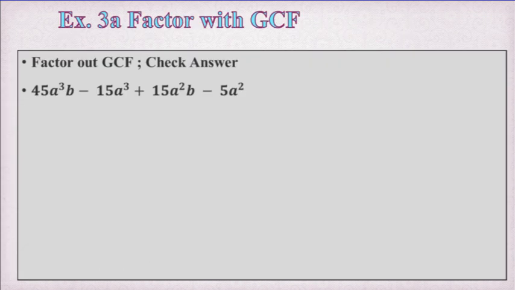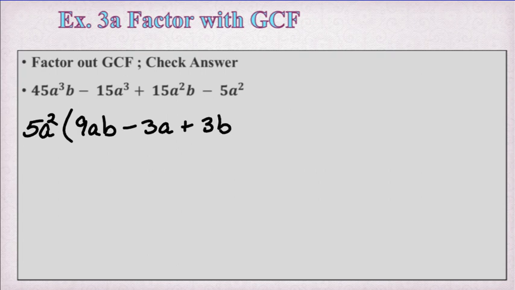Third type of problem we have, factoring with the greatest common factor. So we'll factor out the greatest common factor first, then we will group. So I know I can take out a 5, and I can take out an a squared. And when I do that, I end up with 9ab minus 3a plus 3b minus 1.